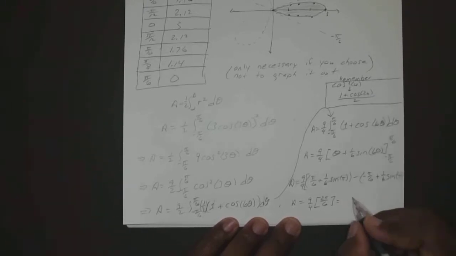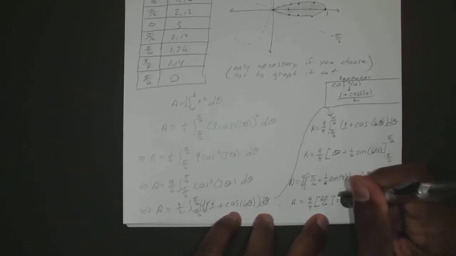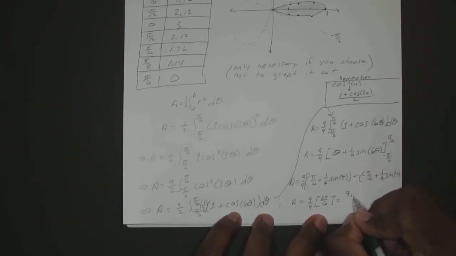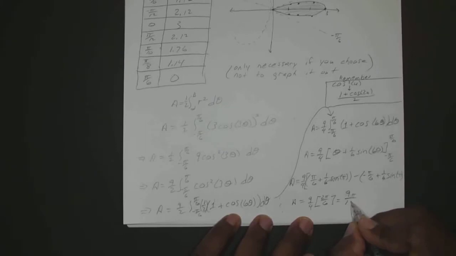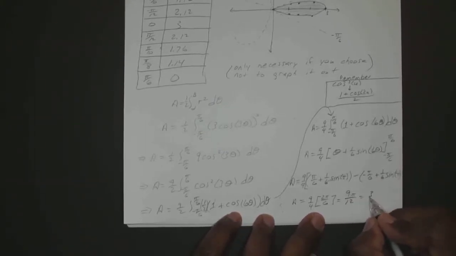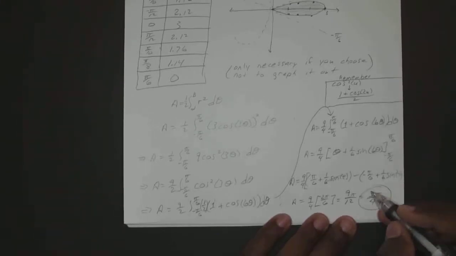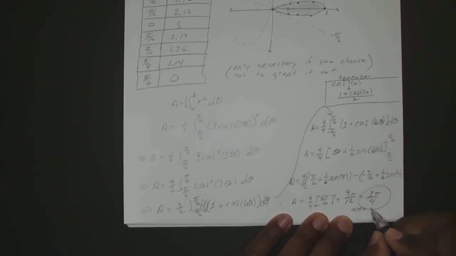Okay, so if we do that, that'd be 9 pi over 12, which is just 3 pi over 4. Okay. So that's the area of one of the petals. All right. Any questions on that one? So really it all kind of revolves around the formula.